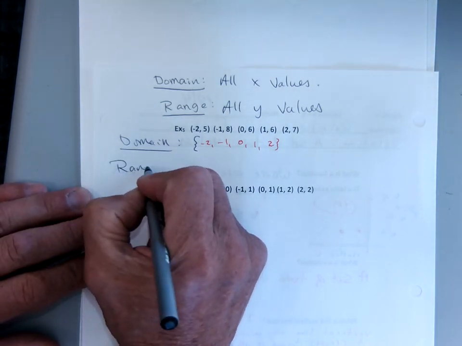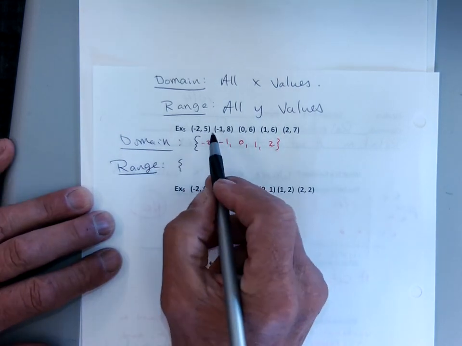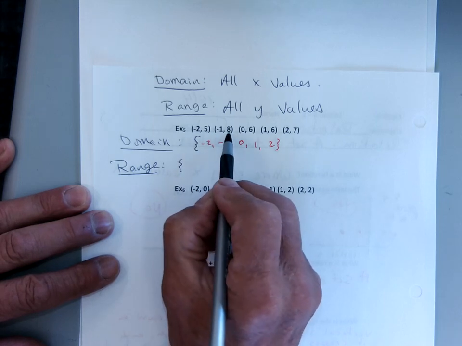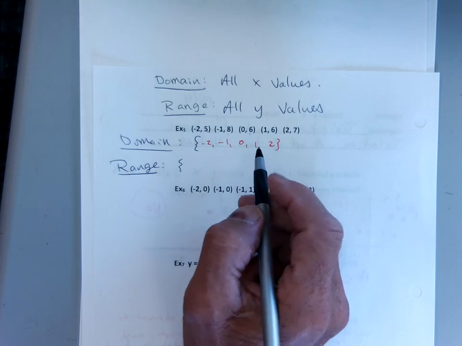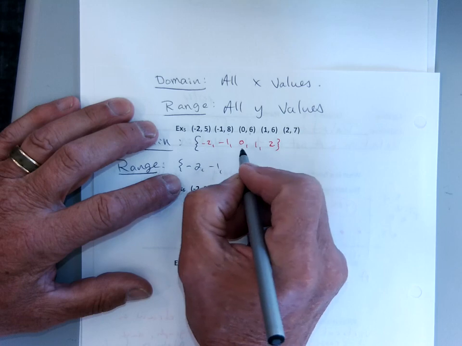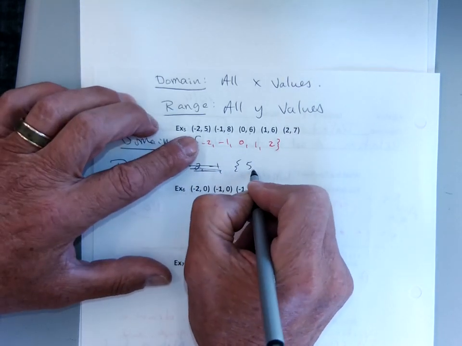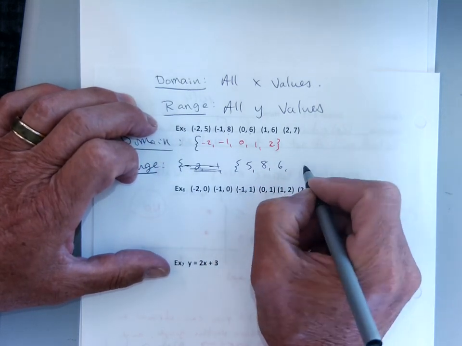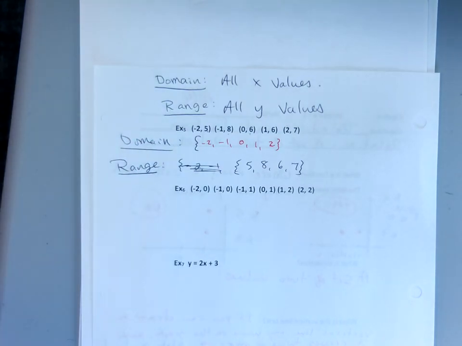My range is going to be 5, 8, 6. 6 is counted twice, which is okay. So we're only going to count it once. -2, -1. Oh, golly, sorry. 5, 8, 6, and 7. I don't need to count 6 twice, but it still works. How am I doing? Pretty easy?